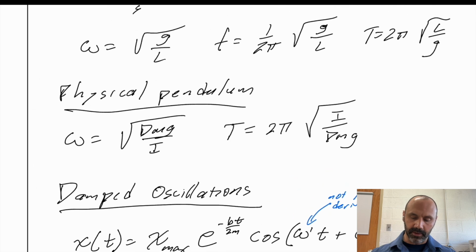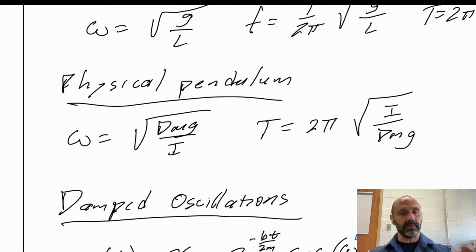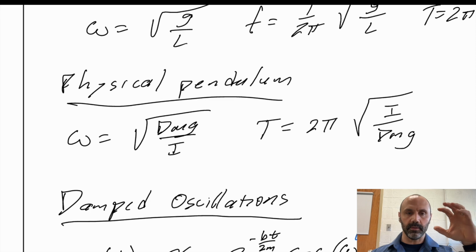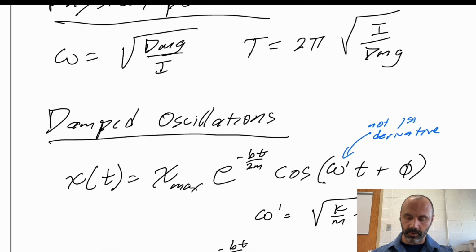For a physical pendulum, there are a couple of equations, and it involves the moment of inertia. I call this the damage equation because you got dmg over I. So omega equals the square root of dmg over I. T equals 2 pi square root of I over dmg. The I that you're looking at here has to do with the moment of inertia about the axis of rotation. So you got to do some math to figure that out. Go back to the other unit to work with that one.